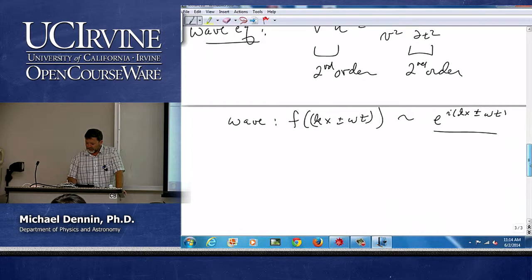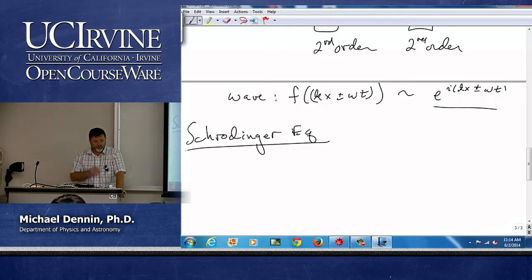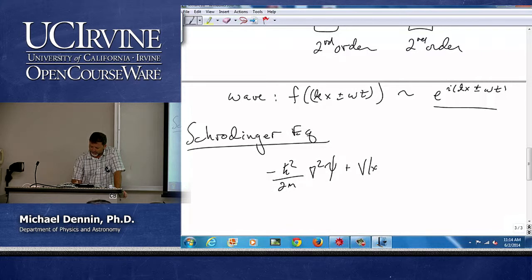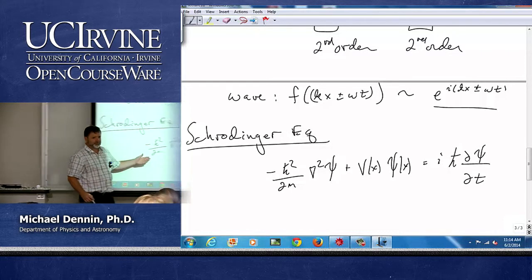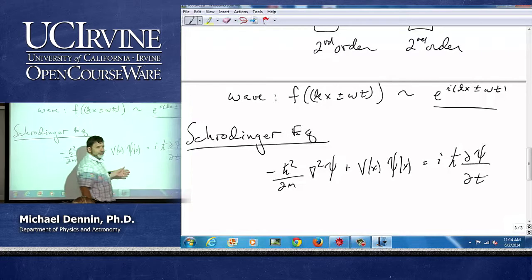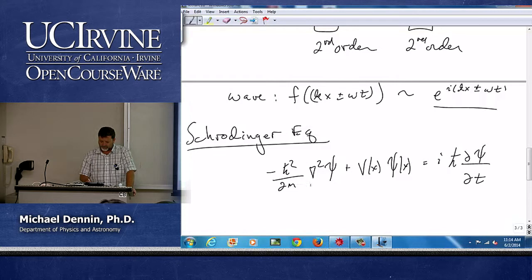Now, the third one we want to look at is the Schrodinger equation for quantum mechanics. Hopefully most of you saw this as a wave equation already. And if I write it down for psi, this is what I get. What order is this in space? What order is it in time? First.